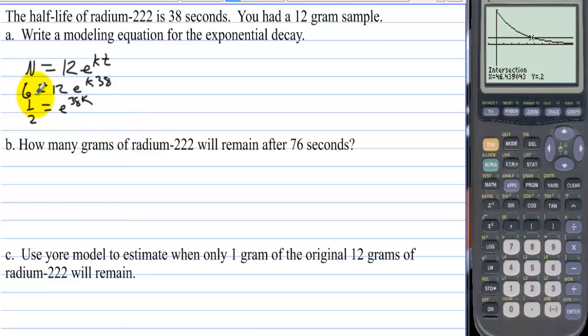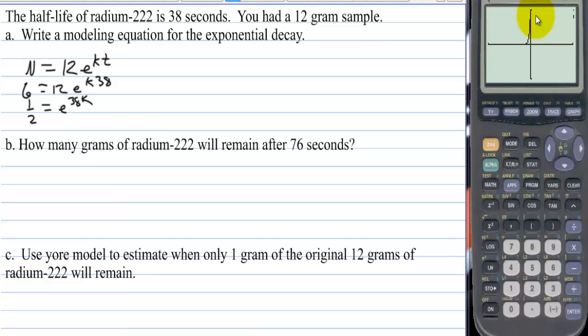Now e to the 38k is going to increase very quickly, so we'll have to go back very close to the y-axis. So in y1, we're going to put 38x. So let's delete all this out. We got 38x. And in y2, we can put 1/2 in. Now we need to get very close to the y-axis, so we'll go -1 to 1, and our y2 is at 1/2. So -1 to 1 should be just fine.